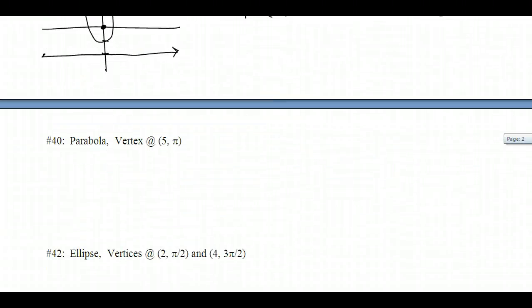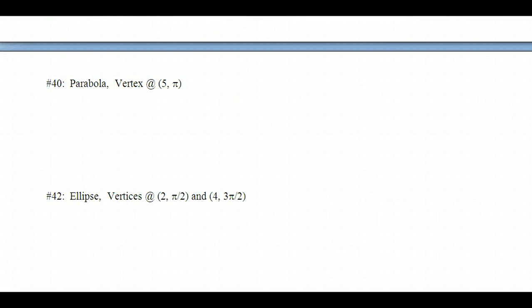Moving on to number 40, we have a parabola. And now instead of telling us about the directrix, we know that we have a vertex at 5 pi. And we also obviously know that we have a focus. Our focus is at the pole. So here's our focus. If our vertex is at 5 pi, okay, pi will go this way, so I'll just put 5 here. There's my vertex.